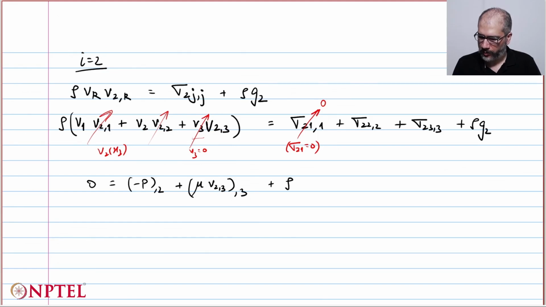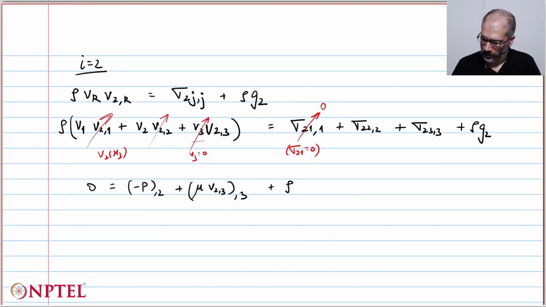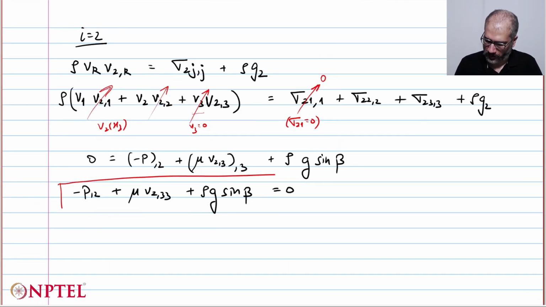Then we have rho times g2, and g2 was given as g sine beta. So the overall equation we get is minus p comma 2 plus, now we assume that mu is homogeneous, so we get mu times v2 comma 33 plus rho g sine beta is a 0. So let's put this in a box as well, because we'll be using this soon.